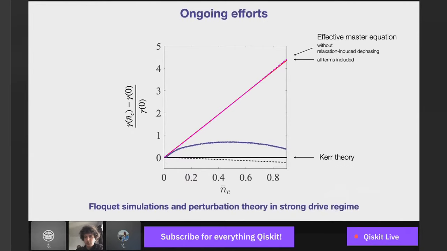Well, in fact, if you consider the series resummation in which you correct for the drive amplitude to be encapsulated in these oscillatory functions, or Bessel functions, you would find that there's a cutoff of this runaway behavior, and in fact the rates have oscillatory behavior. And we now have Floquet simulations and perturbation theory in the strong drive regime, which agree qualitatively and give us this more natural picture of what happens close to zero drive.